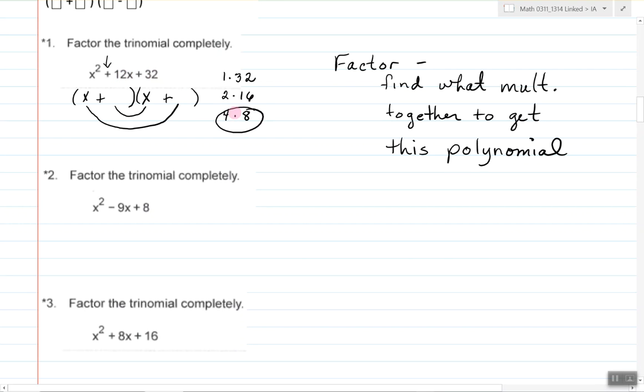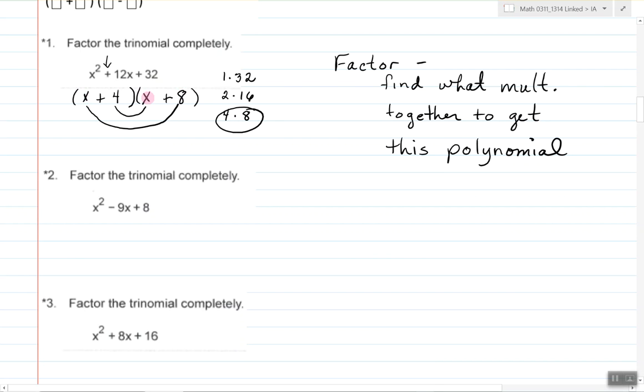That means that I'm going to choose 4 and 8. So I'll put in a 4 and I'll put in an 8. It does not matter which order you put them in. Let's check and see if we have the correct factors using FOIL.